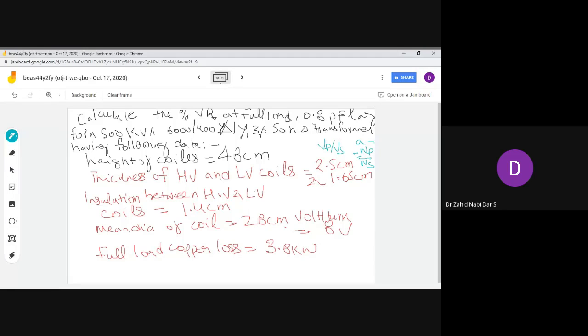Okay, then to calculate your primary resistance, that again would be 3 IP square RP. So 3 IP square RP is equal to 3.8 kilowatts, which they have given. So you will get the value of RP. Now your IP value we calculated is 27.7. So 3 into 27.7 whole square into RP would give you 3.8 kilowatts. Why are you not doing it? Do this.